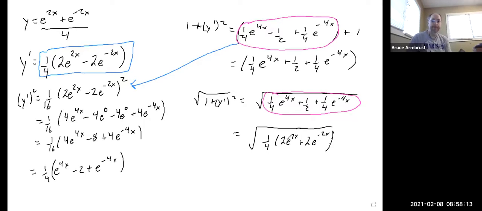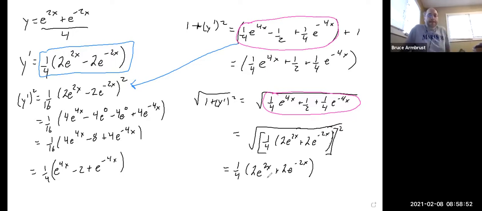Don't believe me? Square this out. Take that, square it out, do the FOIL, and you'll see that you end up with 1/4 e to the 4x plus 1/2 plus 1/4 e to the minus 4x. So then when I take my square root of that square, it ends up being this. So that's what's going to go in our first box.